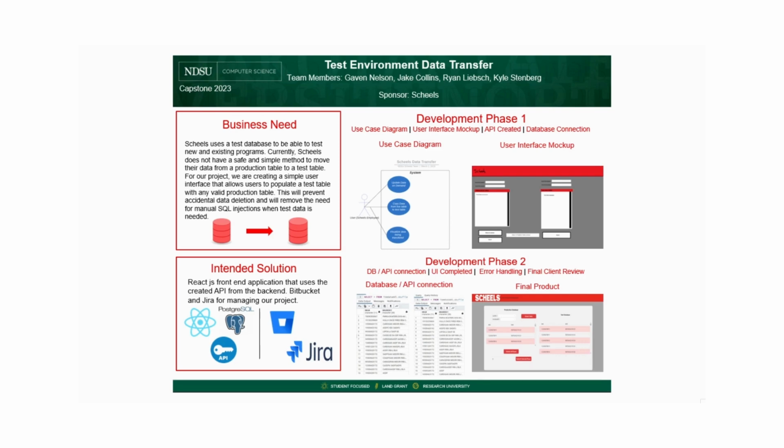Currently, the way Scheels is doing this is they're using SQL injections, which isn't exactly the safest way to do it, as when something is deleted with an SQL injection, it is permanent. There is no undo. So what we aim to do with this project is to create a simple user interface that allows people to populate the test table with a validated production table, and then this will prevent accidental data deletion and will remove the need for any manual SQL injections, which also removes the need to actually know SQL to use it.